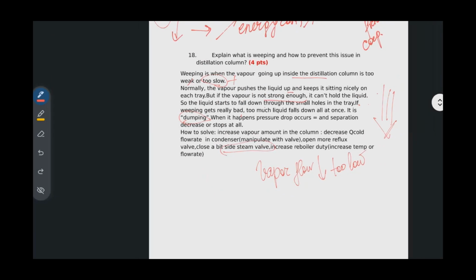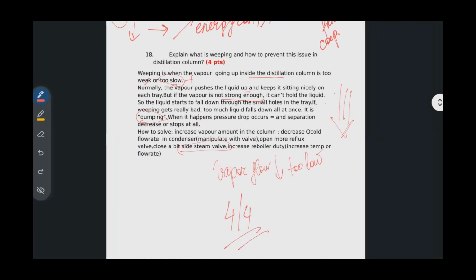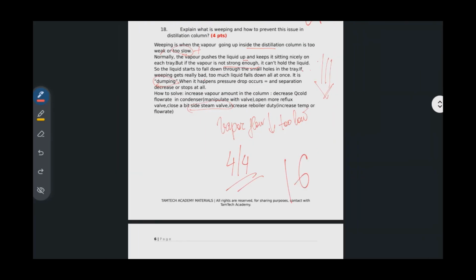I agree, definitely. Very good explanation, by the way. 4 out of 4. And overall, 6 points from this section.